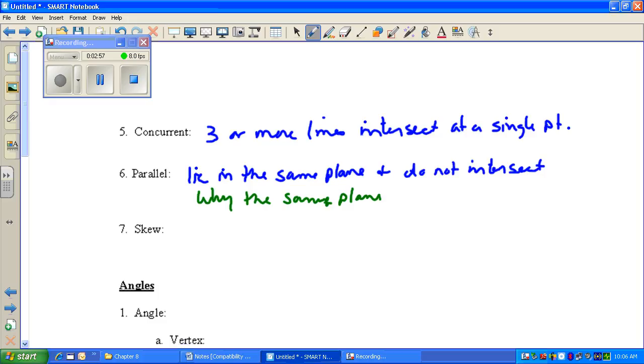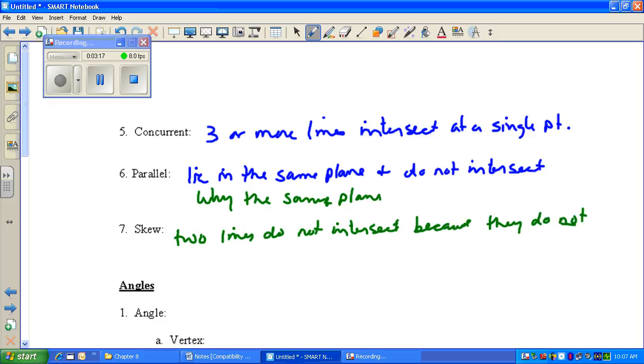Skew is when 2 lines do not intersect. So that becomes like parallel. Parallel lines do not intersect. But these 2 lines do not intersect because they do not lie in the same plane. Okay, and again, we'll show the difference between parallel and skewness. So that concludes lecture 2 on line segments and rays.